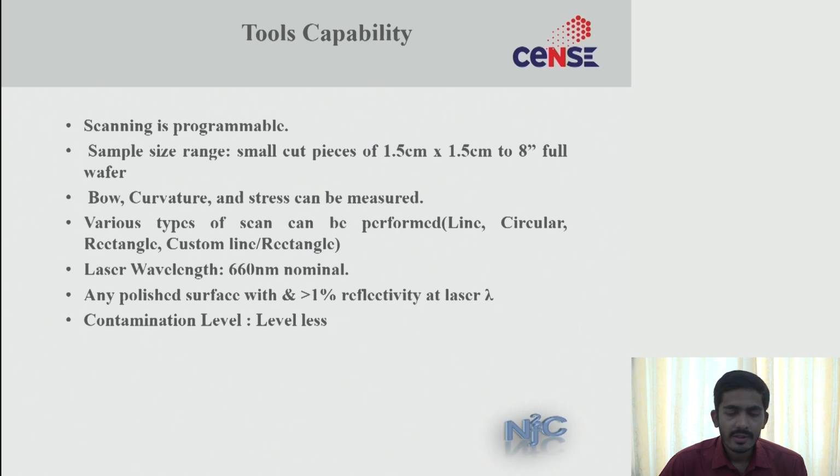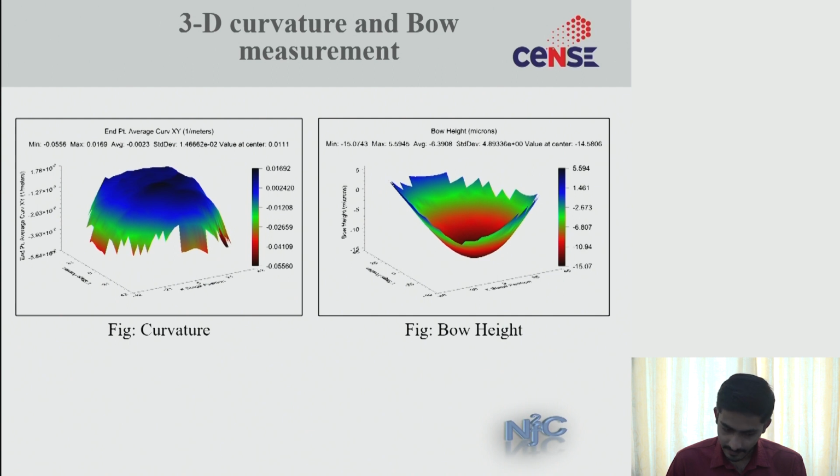Since this uses a laser to perform the scanning, the wavelength of this laser is 660 nanometer, and your surface needs to be reflective so that you get enough reflections for the tool to analyze your curvature or stress. These are some examples of the measurements carried out using KMOS Ultrascan, wherein on your left you have a curvature scan and on your right you have a bow height measurement scan.